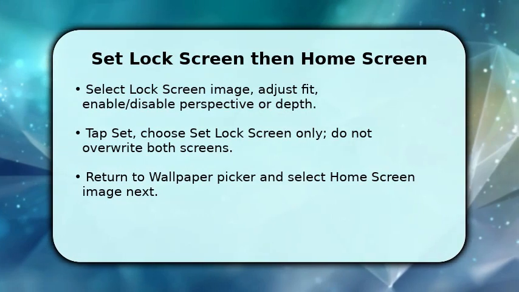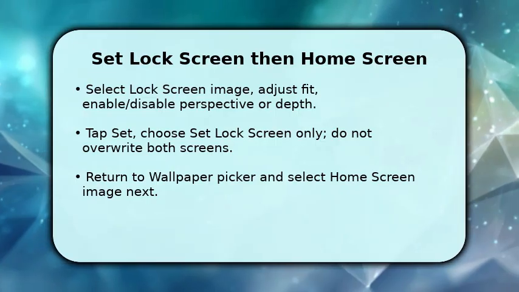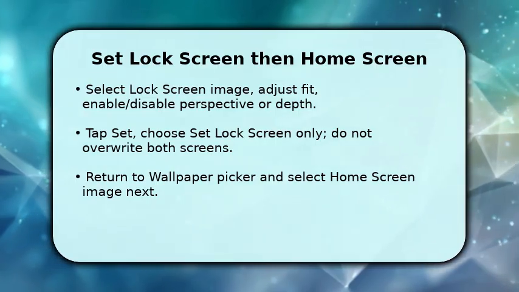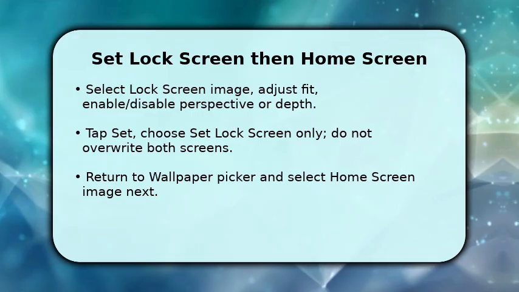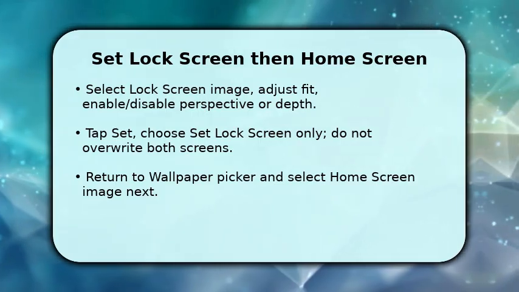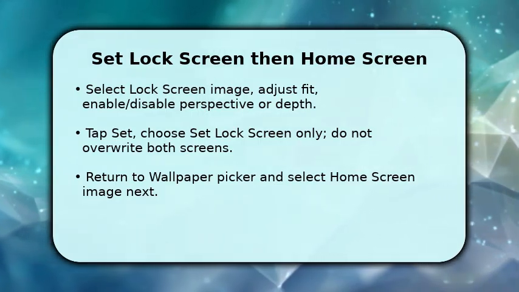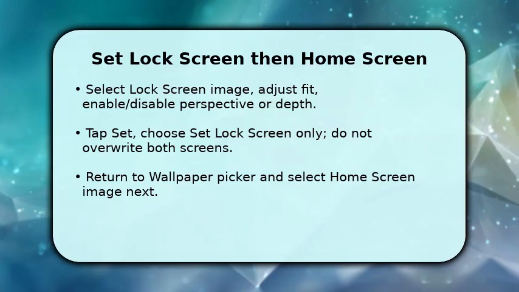Once your lock screen looks right, tap Set and explicitly choose Set Lock Screen Only. This is crucial because a single confirmation can apply to both otherwise. After locking that choice in, go back to the wallpaper picker to choose the home screen image.